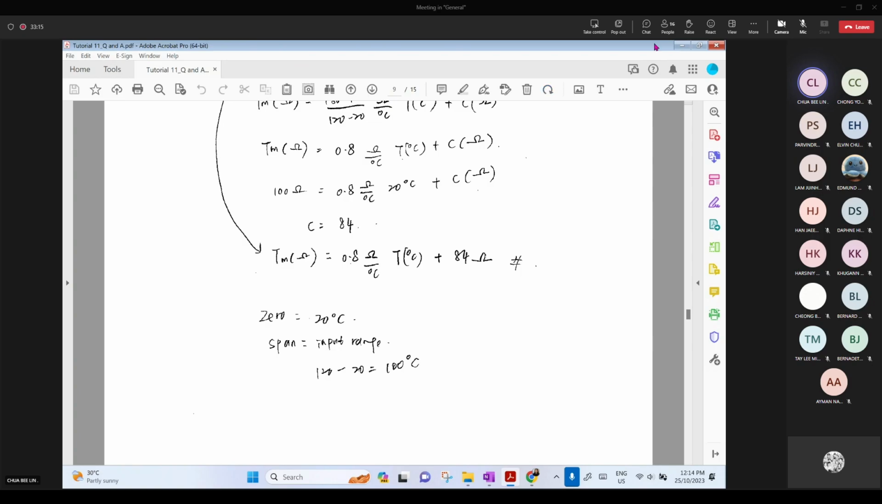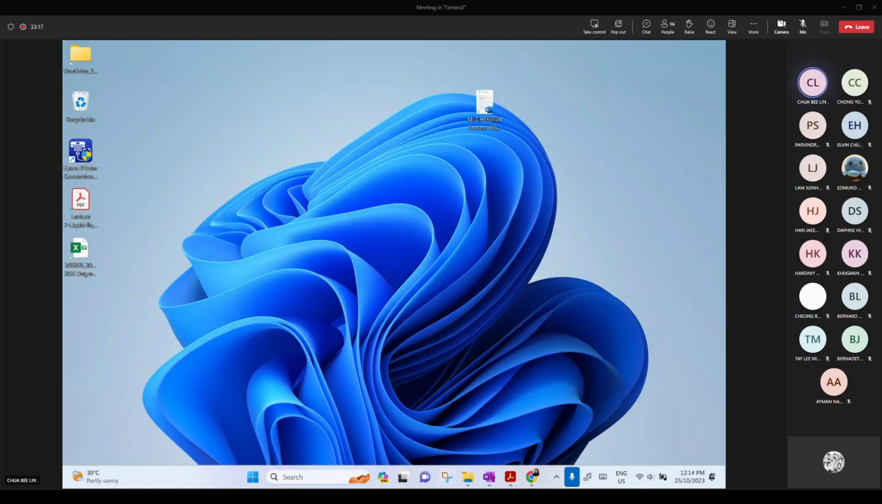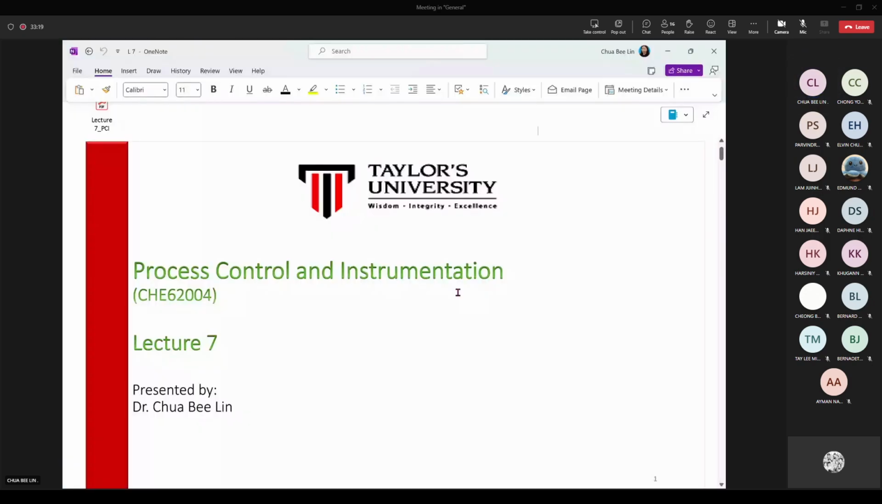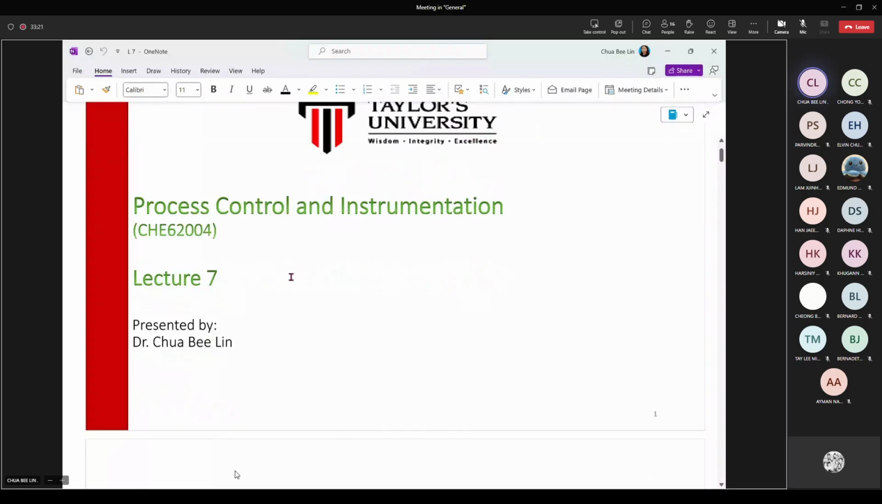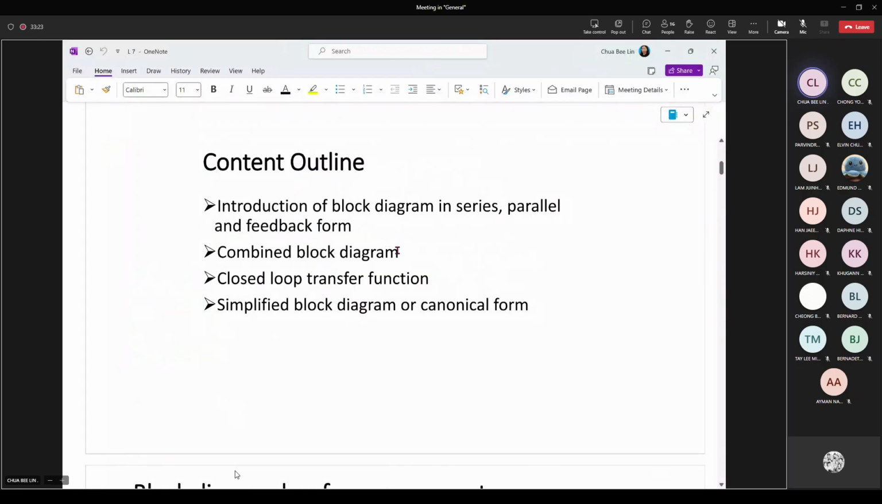Okay, so now we go back to our lecture 7. In this lecture 7, we will introduce what is a block diagram, and don't forget about your assignment. Your assignment has group and individual components. The submissions are very close to each other. One is 11, one is 12, right? So make sure you already start your assignments, both assignment 1 and 2.